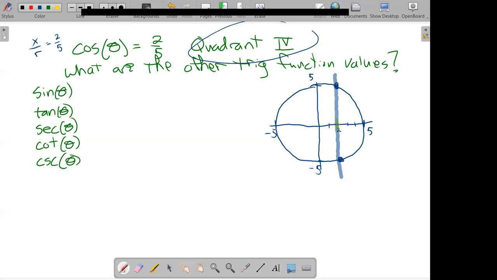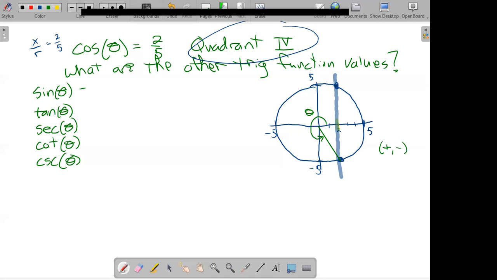And I was told this one's in quadrant 4. So what that tells me is my angle theta, if it's in standard position, would be this angle right there. So that's theta right there. What do I know about quadrant 4? I know that in quadrant 4, the x values are positive and the y values are negative. So that's going to help me figure this out.